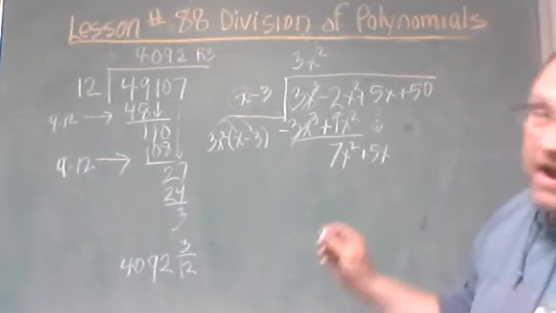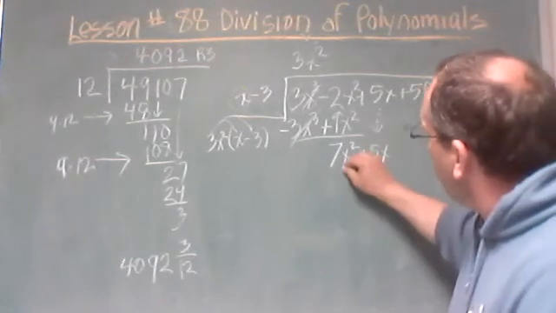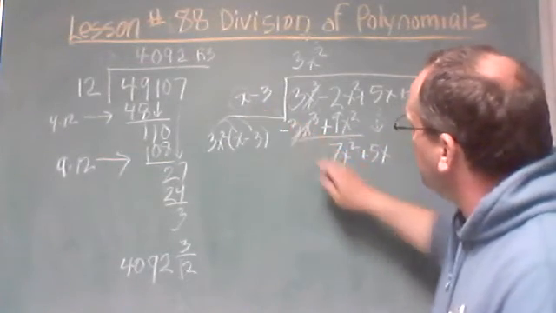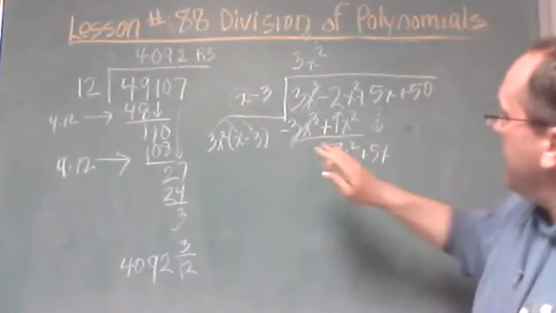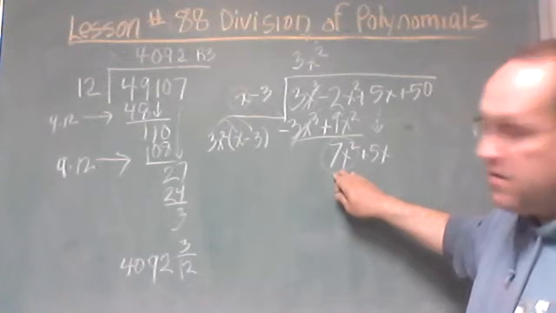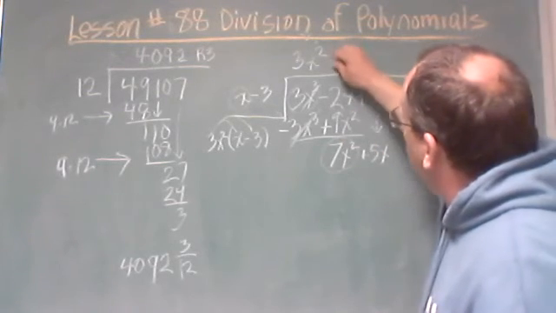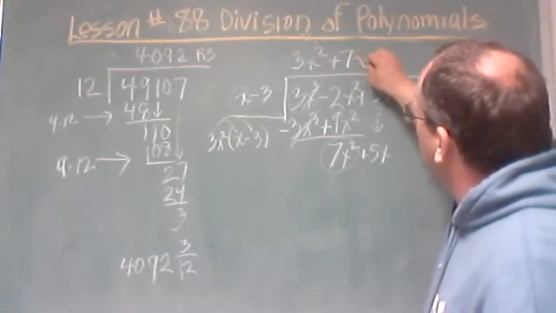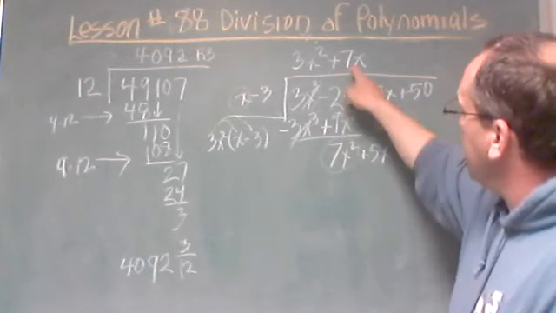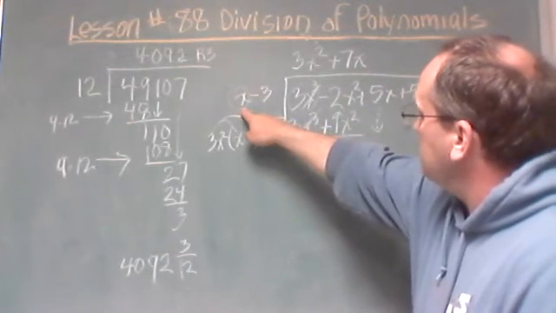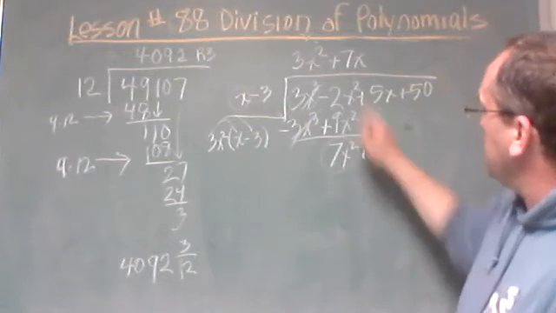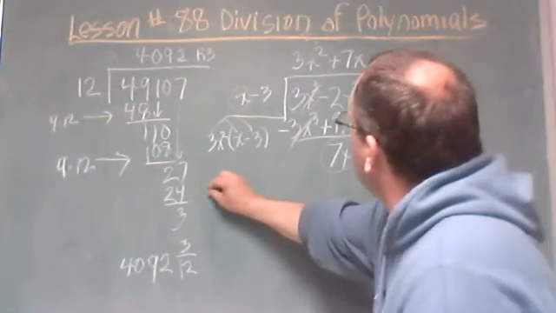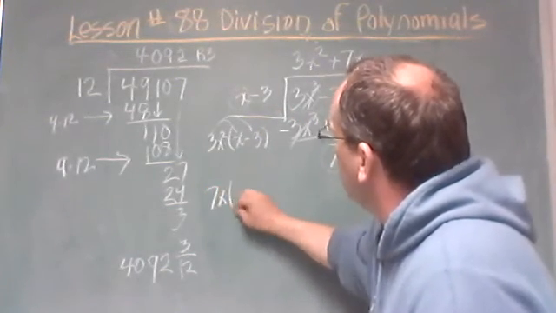Then again, I repeat the process. We'll only look at the first terms. What must I multiply x by to get 7x squared? Well, I need a positive 7 and an x. 7 times 1 will give me 7. x times x will give me x squared. Let's go ahead and multiply those out.